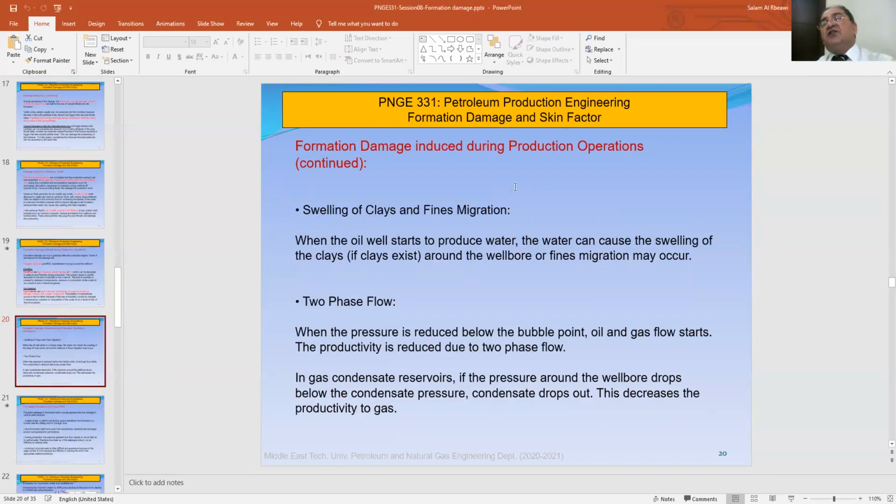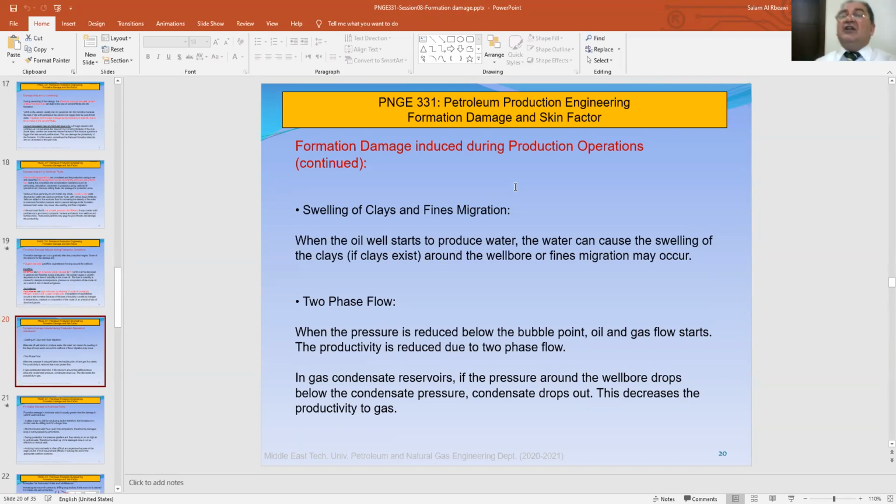Now, the second type of the production skin factor is the swelling of clay and the fine migration. I have talked about these two types of skin factor when I talked about the skin factor caused by the drilling mud. I told you that the filtrate, what is the filtrate? Most of it is water. The water could be absorbed by some of the minerals, especially smectite and illite. And they do have the ability to increase the volume. This is the swelling process. Increase the volume more than 20% from the original volume. This is for the drilling mud.